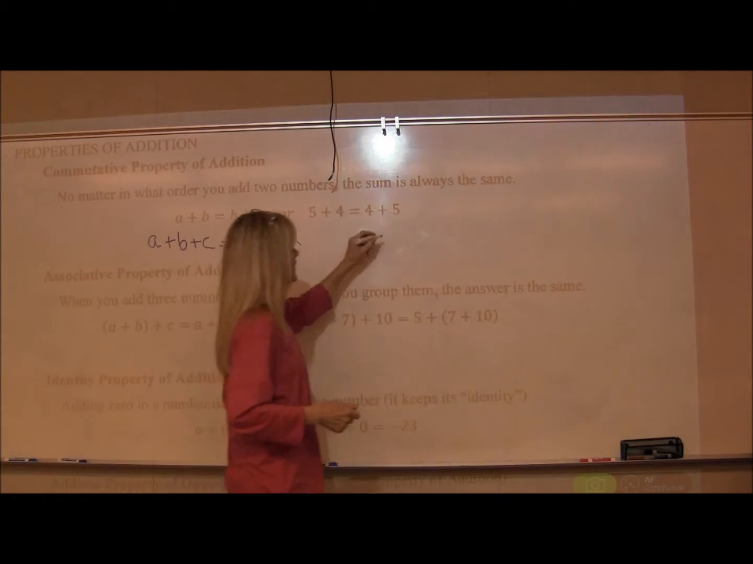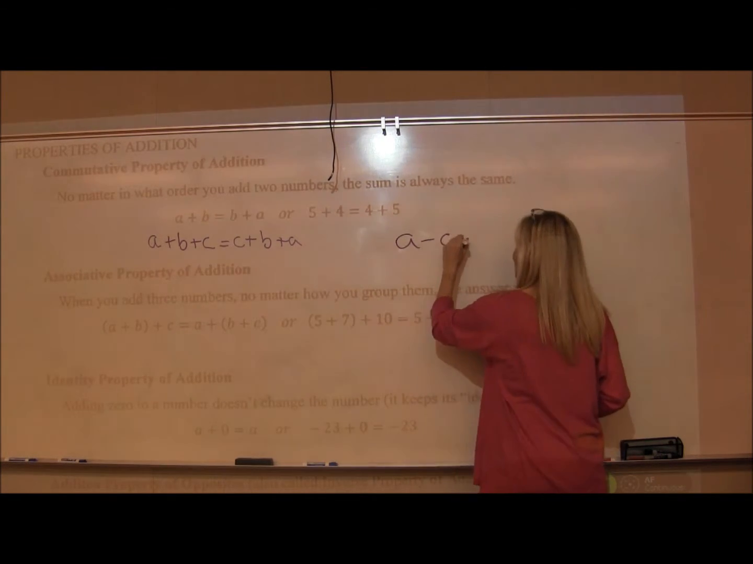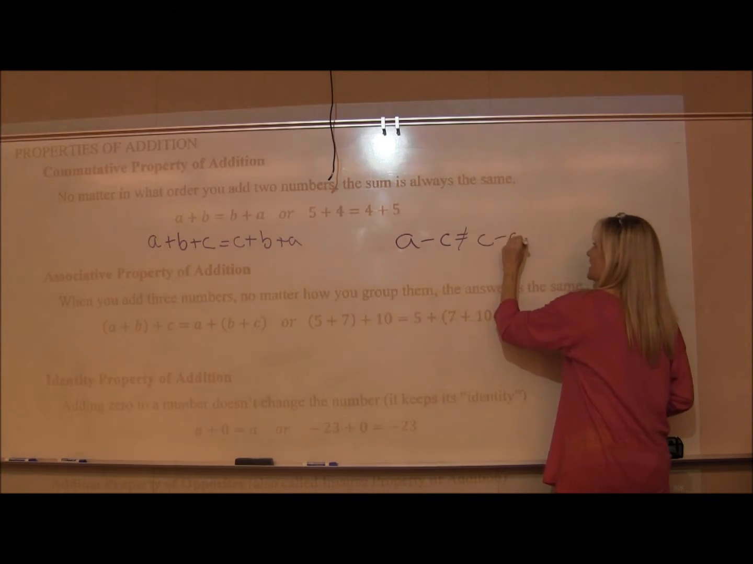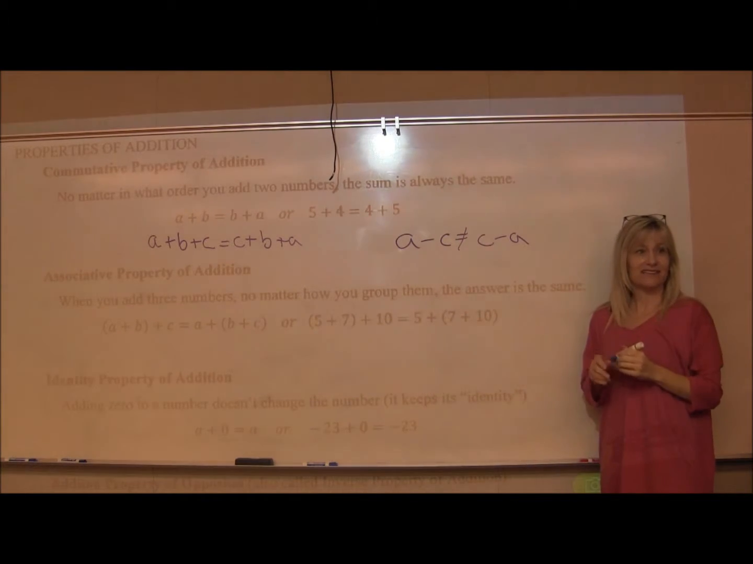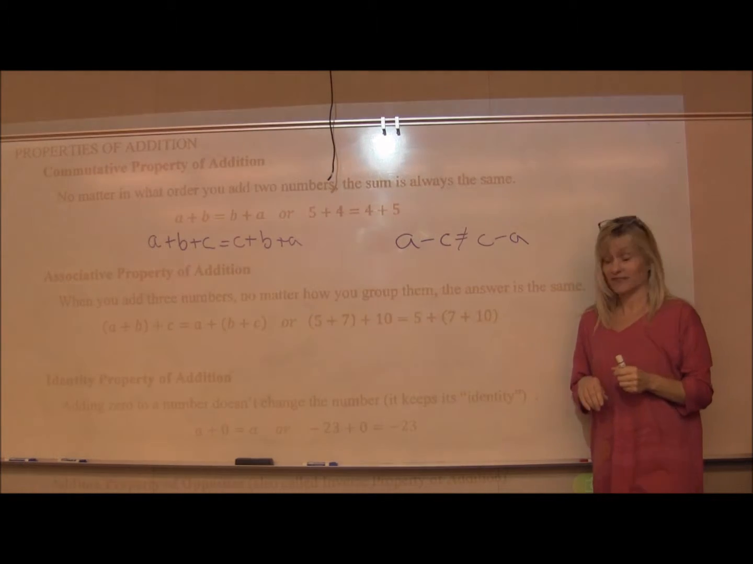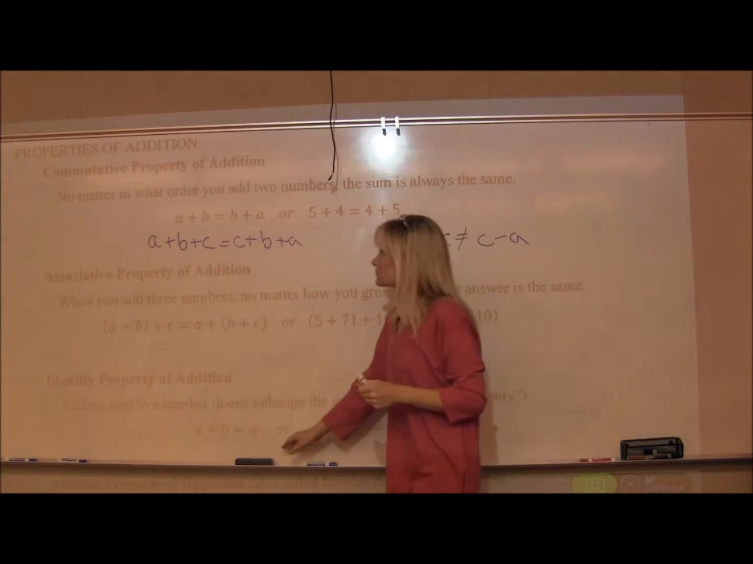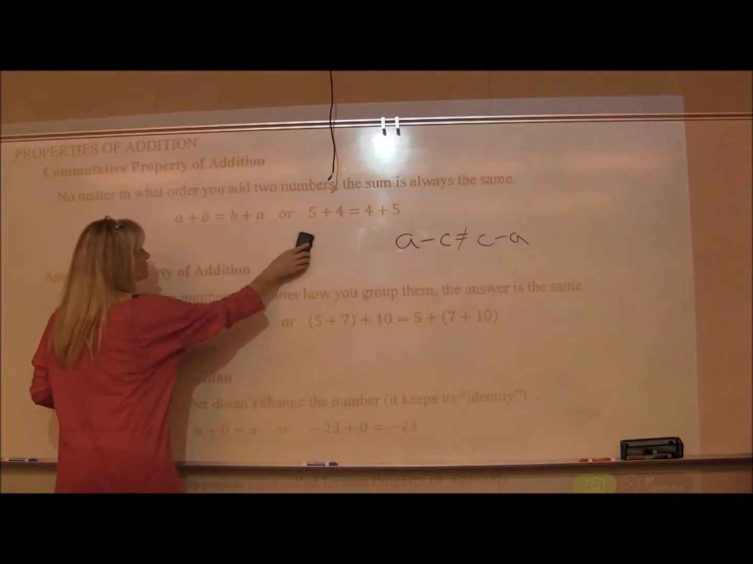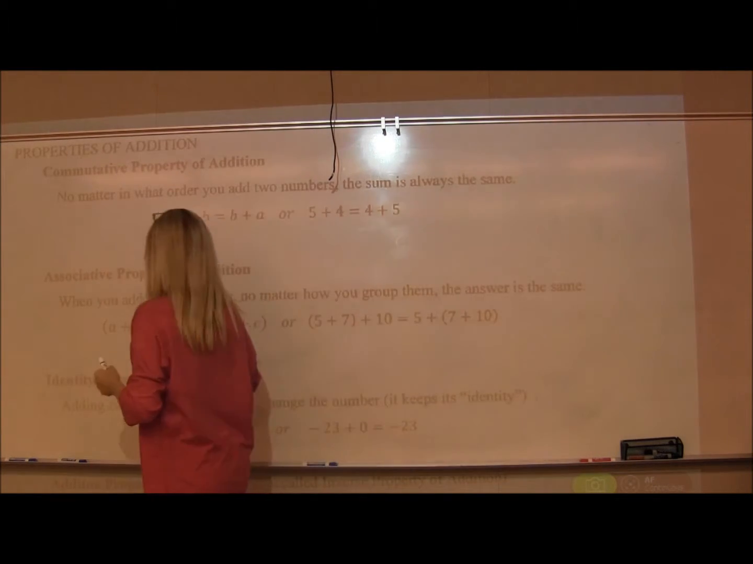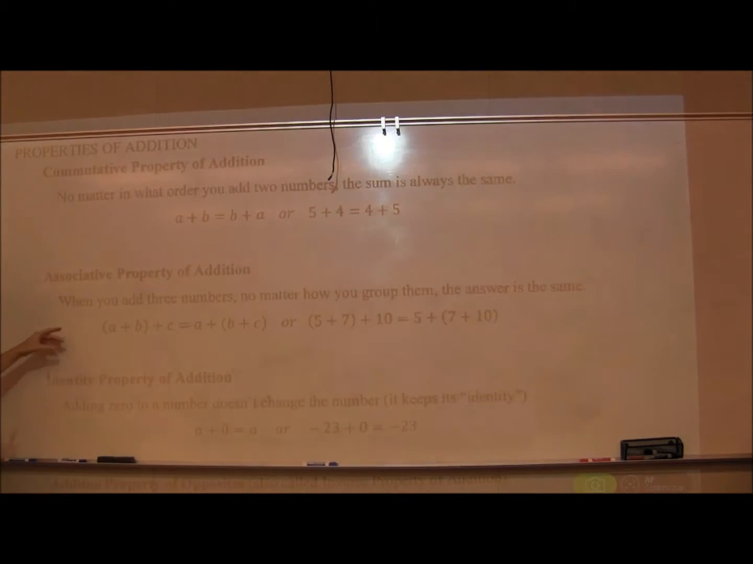Just as you know that A minus C does not equal C minus A, right? The fact that subtraction is not commutative. Okay. You don't need to write that down. Okay, associative property. I think you've seen this before. This still should be reviewed. When you add three numbers, it doesn't matter how you group them. You still get the same answer.